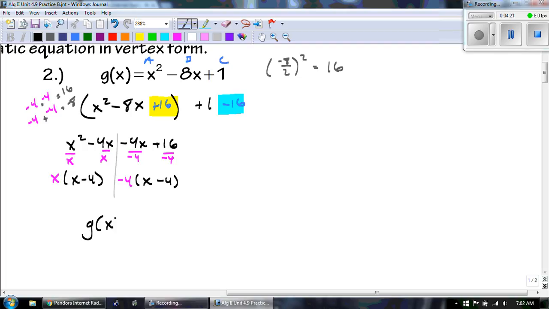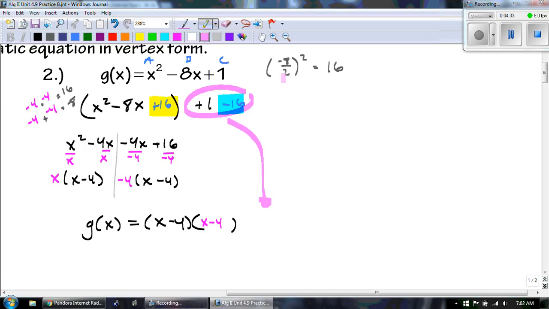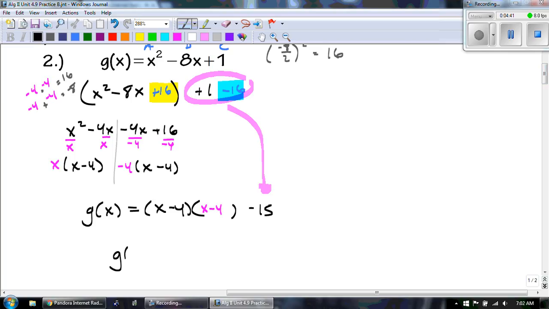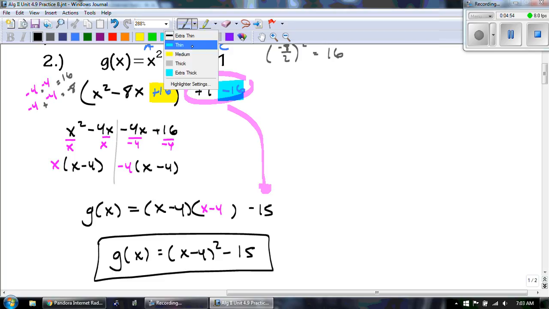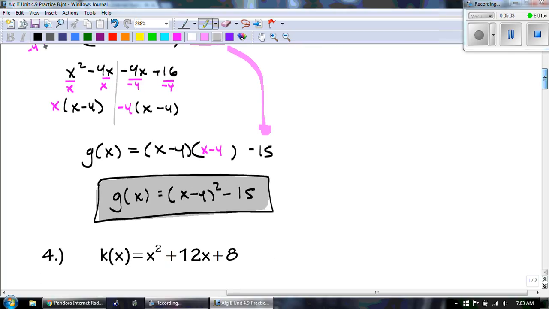So we have g of x equaling x minus 4 times x minus 4. And then 1 minus 16 is negative 15. So our final answer is g of x equals x minus 4 quantity squared minus 15. Okay. And there we go, that's vertex form.